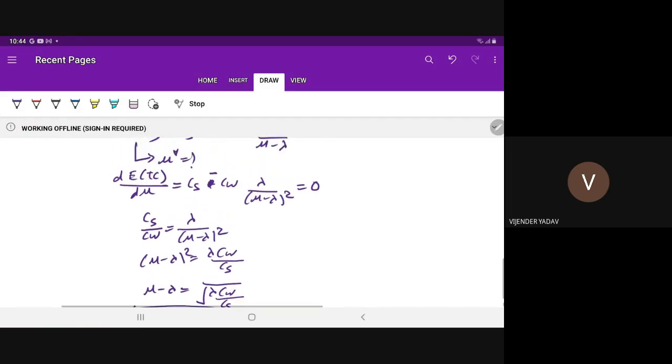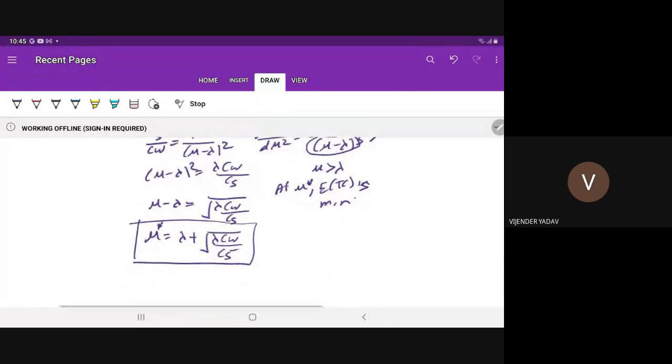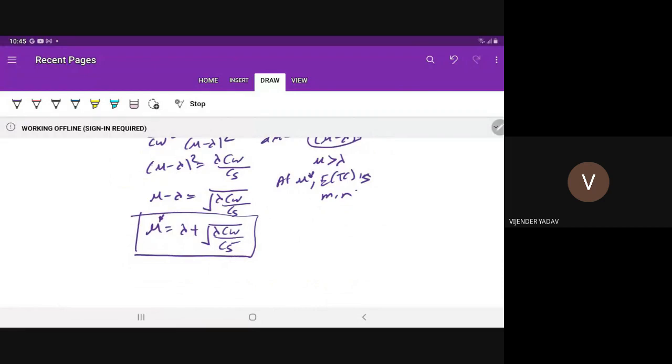For the minimum cost, we compute the second derivative of TC with respect to mu, d2TC upon d mu 2. It will be 2 lambda CW upon mu minus lambda cube. Since mu is always greater than lambda, that is our assumption, mu minus lambda cube is positive. So whatever the value of mu, this quantity is always positive. So at mu star, the expected total cost is minimum, and mu star is equal to lambda plus root of lambda into CW upon CS.